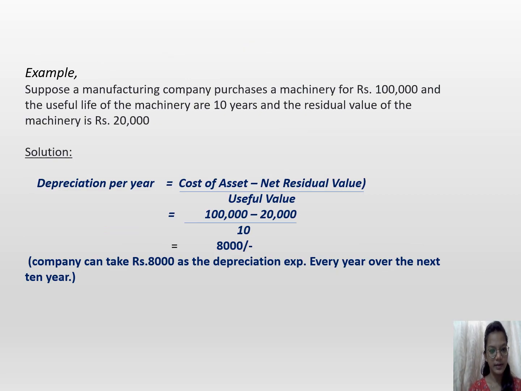Example of the straight line method. Suppose a manufacturing company purchases machinery for rupees 1 lakh, the useful life of the machinery is 10 years, and the residual value of the machinery is rupees 20,000. So solution: depreciation per year equals cost of asset minus net residual value upon useful life. Cost of asset 1 lakh, minus residual value 20,000, upon useful life 10, equals 8,000. The company can take rupees 8,000 as depreciation expense every year over the next 10 years.